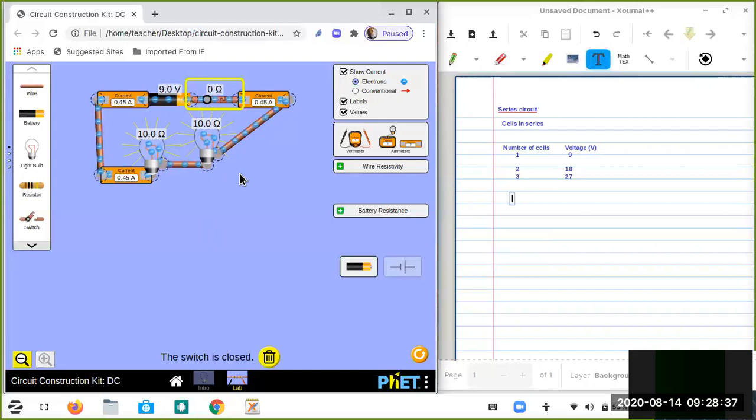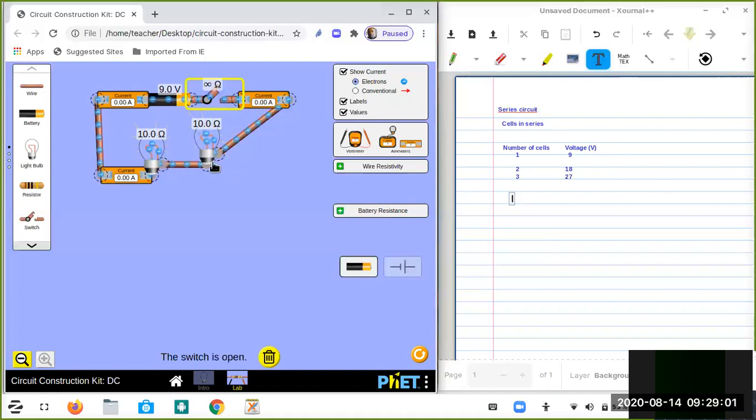Now we have two resistors, it's now 0.45, which means less current is flowing, right? Why are we having less current flowing through the circuit? We'll answer that one in our next part, whereby we are going to look at resistors in series, right?